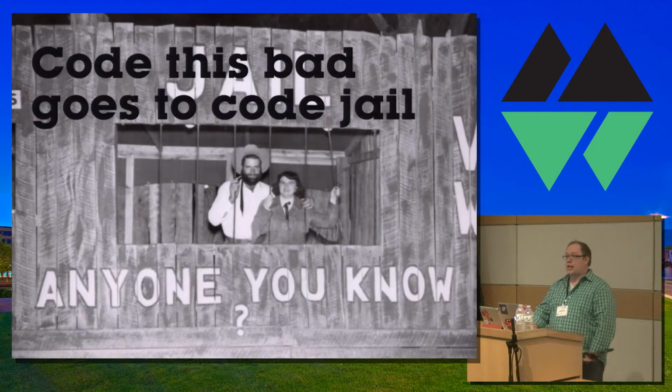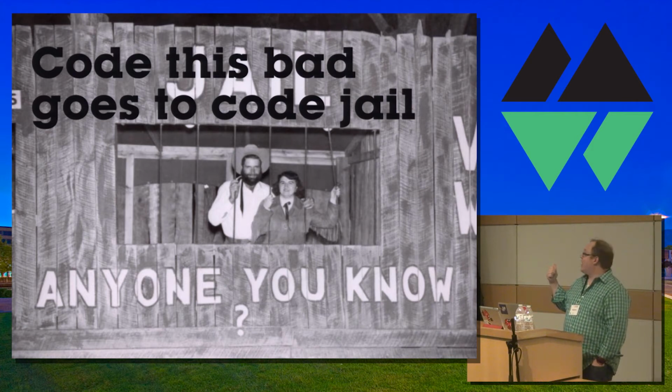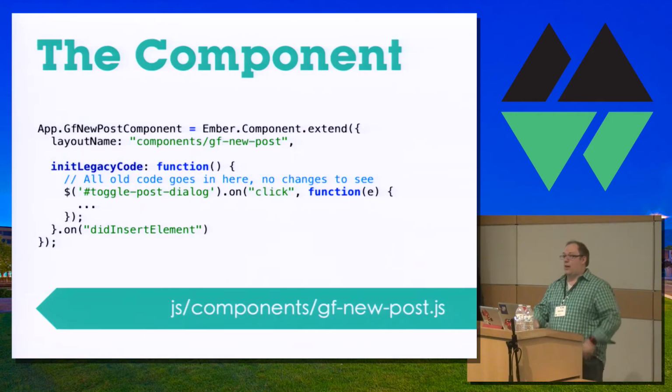All right, first step. This code goes to code jail. If it escapes, it will kill people. So we're going to put that terrible code in code jail and wrap it in a component, which is a self-enclosed, contained bit of DOM in JS. Code jail here is the init legacy code function. That name is not significant. I just picked it because it's bootstrapping the old code.